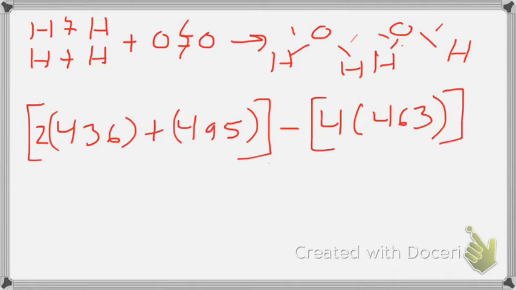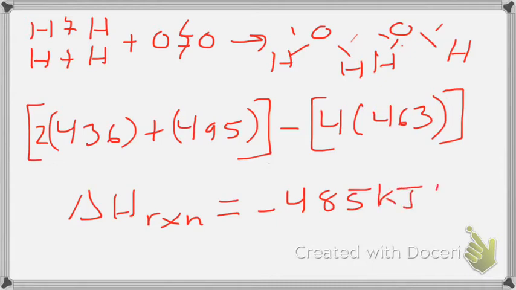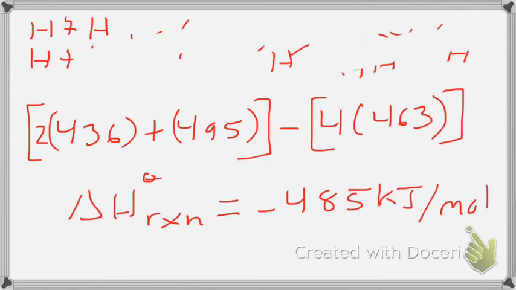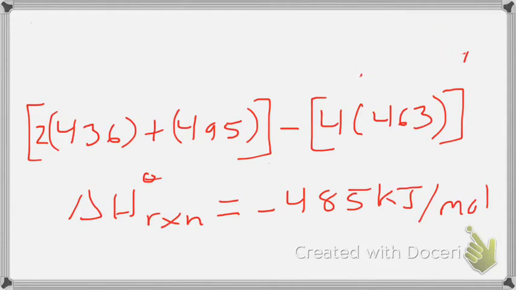And so then we do the multiplication and addition and subtraction, and we would find that the delta H of this reaction is equal to negative 485 kilojoules per mole at standard conditions. Alright, so that should be the answer to B. Go ahead and make sure to double check the math and everything. Alright, so there are 2 example problems on how to do this.